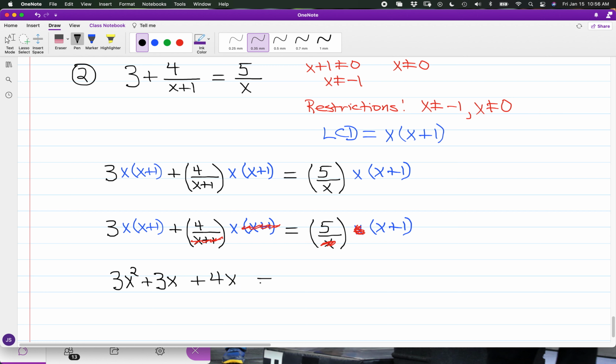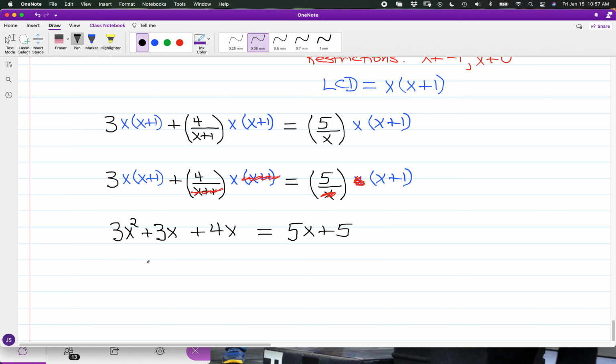And to the right, now we have x's to cancel, but we have the distribution of 5 over the quantity of x plus 1. So this will become 5x plus 5. Okay. So in working with what we have now, we got 3x squared plus, and we have 3x plus 4x will make 7x is equal to 5x plus 5. And we have the establishment of a quadratic equation.